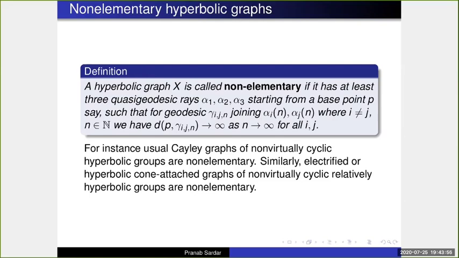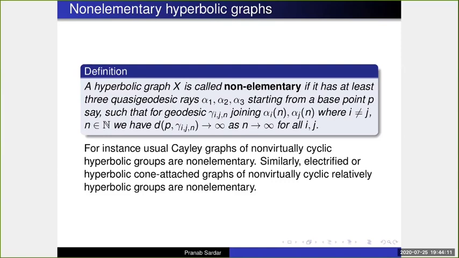So the definition that I put here is wrong. It is not going to infinity. It is supposed to be bounded. So this is not something arbitrary or pathological, because Cayley graphs of any non-virtually cyclic hyperbolic groups, where I am choosing a finite generating set, are non-elementary hyperbolic graphs.